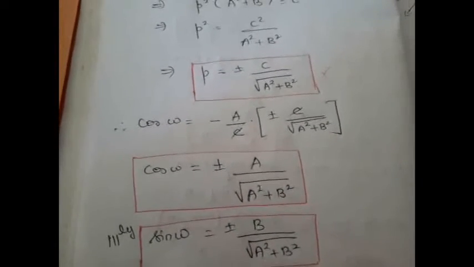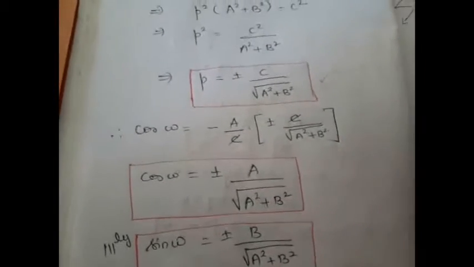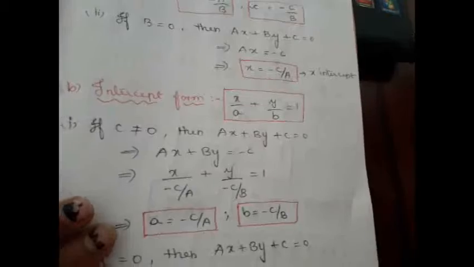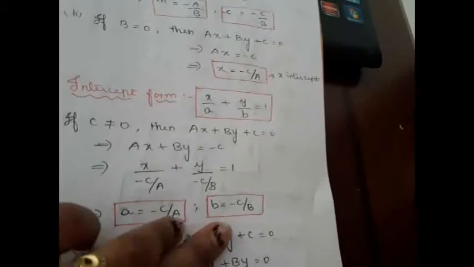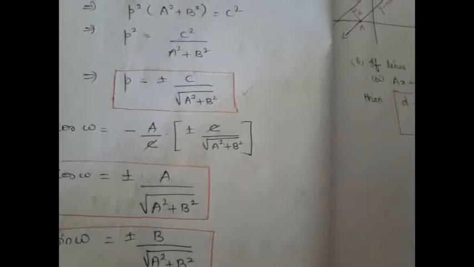Hope you understood. So we have correlated so far 3 forms with the general equation of a line ax plus by plus c equal to 0. What are those 3 forms? Slope intercept form, intercept form, and the normal form. From slope intercept form and intercept form, we have arrived at a conclusion that x-intercept is going to be minus c by a, y-intercept is going to be minus c by b, and your slope is minus a by b. And through normal form, we got these conclusions: what is cos omega, sin omega, and the perpendicular distance.